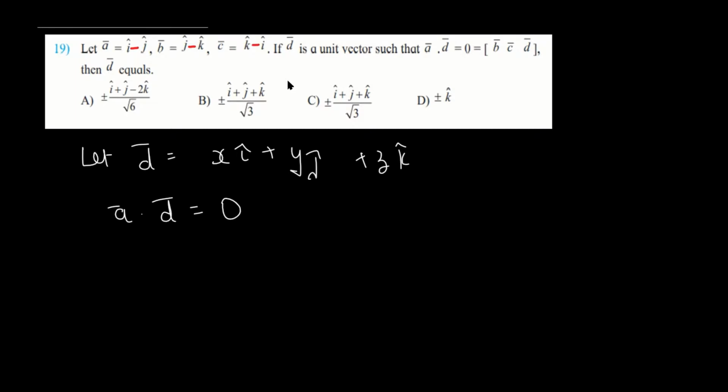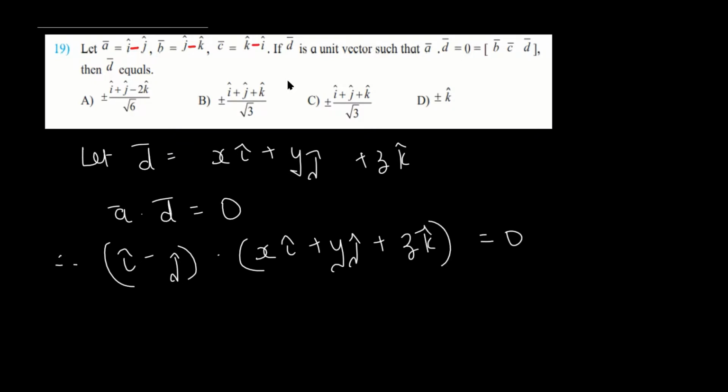Now let us first of all see how to find it out. Let D be an unknown vector. We have to find the value of D. So let D be xi plus yj plus zk. Now in this case, they have already given us that A dot D is equal to 0. Therefore, the value for A is i minus j from the question, dot the value for D which we put over here, that is xi plus yj plus zk, is equal to 0.